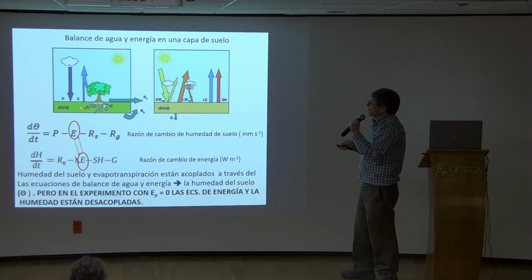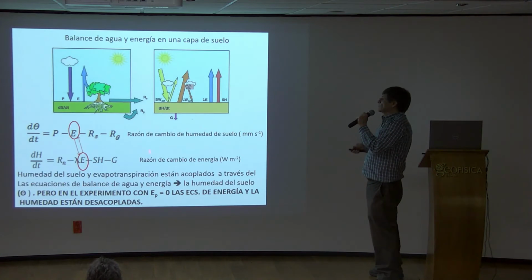If you don't have storage, I mean, if this term is 0, then all that is telling you is that precipitation must balance, plus P minus E minus R_S, which is what's called runoff, escorrentía in Spanish, and then there is another part which goes into the subsurface flow.